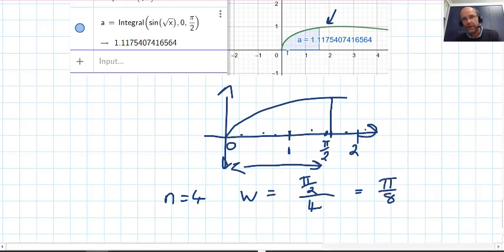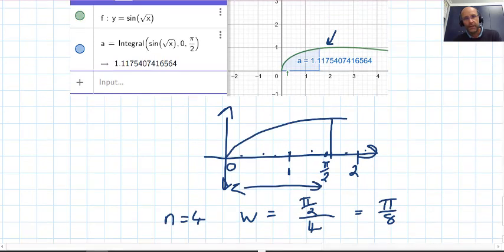Now pi on 8 is roughly 0.4 units. Just to get an idea of where to put these lines, 0.5 would be there, so 0.4. So there's pi on 8 there. We need another 2 pi on 8 or pi on 4, so it'll be about there.